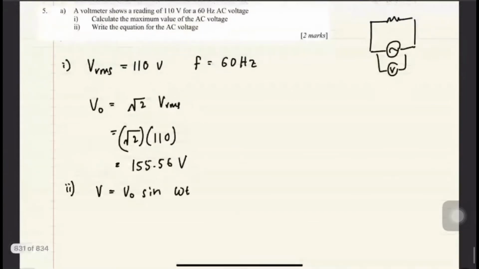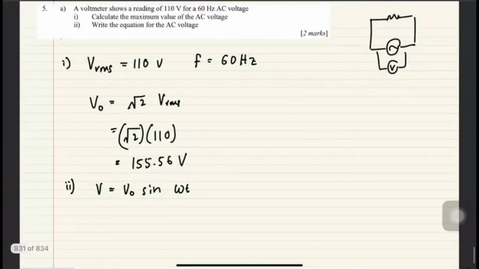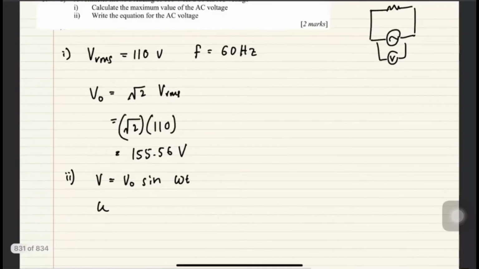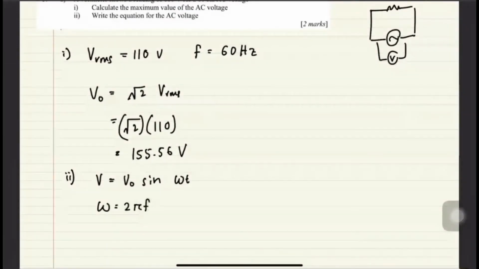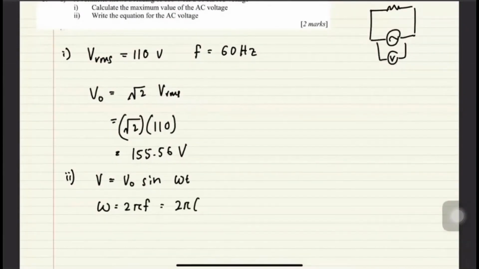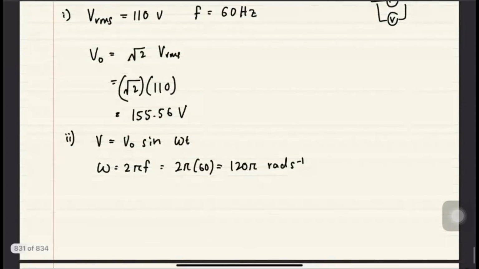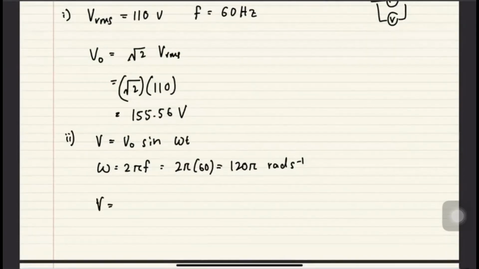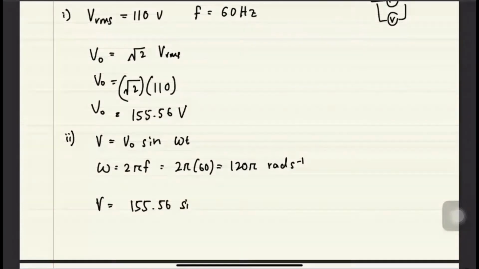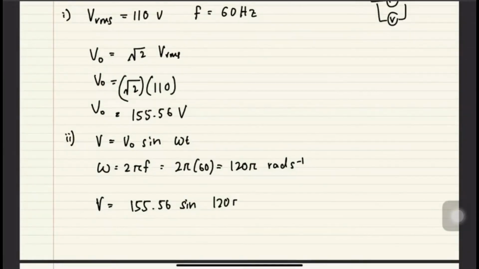So we still have to find the omega first, but frequency is given. So omega equals 2 pi f, which is equal to 2 pi times 60. So I can write this as 120 pi radian per second. I just substitute everything inside the equation. V0 tadi dah ada, 155.56 sin 120 pi t.